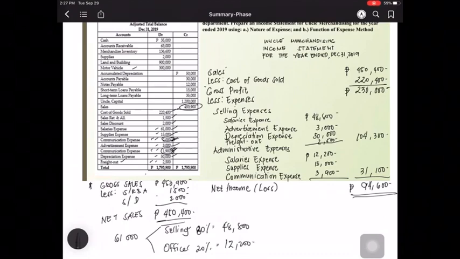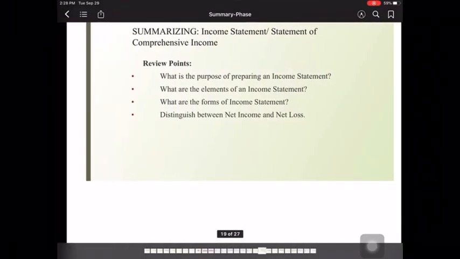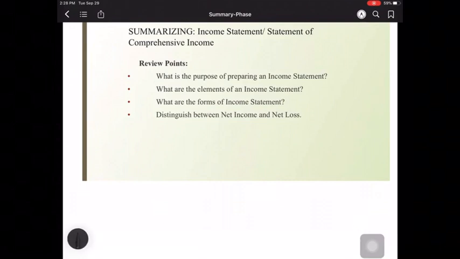So that's how easy it is to prepare an income statement for a service type of business and a merchandising type of business. If it is a service type of business, it's very easy. When you prepare an income statement for a merchandising type of business, it's still relatively easy, but it involves more process, therefore it makes it look more complicated. But if you just follow the process, as how we have answered it in our lecture, then nothing will go wrong.